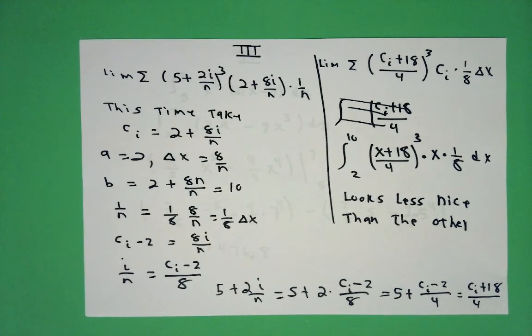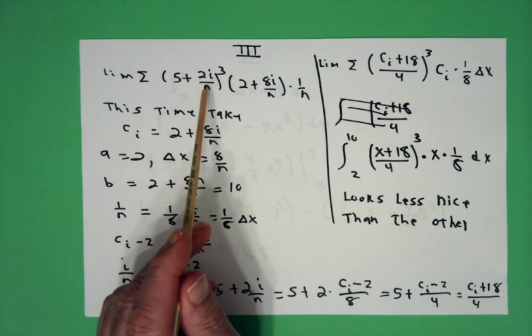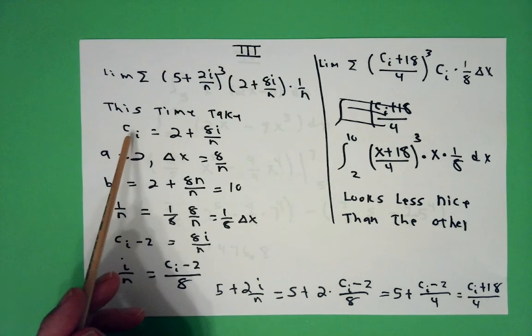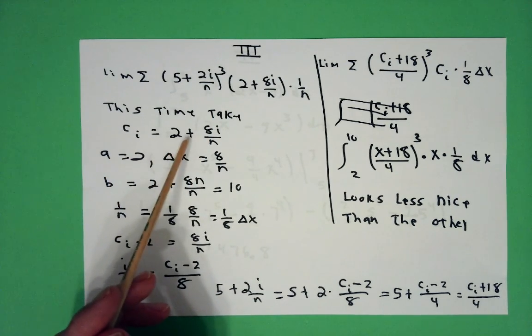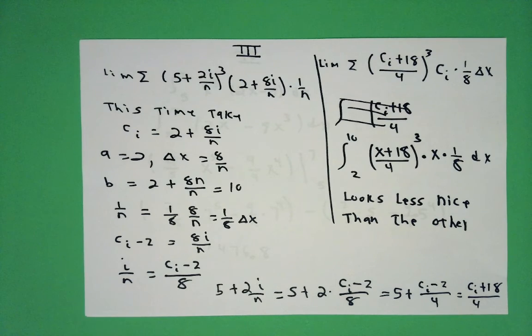At the end of the product, I have the 1 over n. Delta x this time, though, is 8 divided by n. So 1 over n is 1/8 of 8 over n. 1 over n is 1/8 of delta x. I do have one other thing that I have to be concerned about now. I need to write 5 plus 2i over n in terms of ci, which is 2 plus 8i over n. What I'll do is I'll take the formula for ci and I'll rearrange it until I get the fraction i over n by itself.